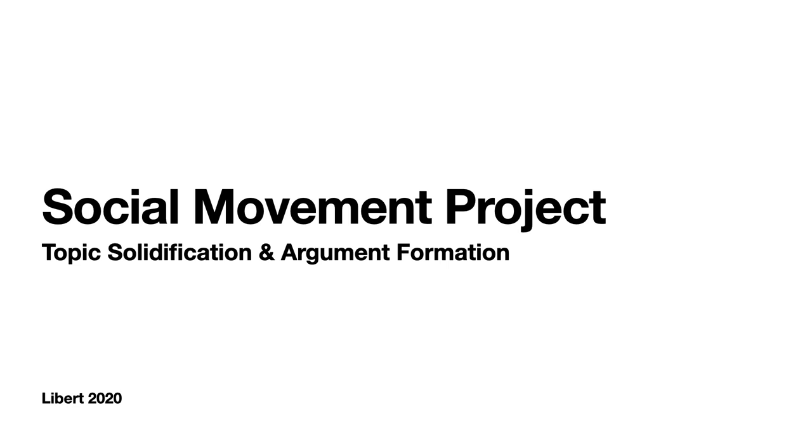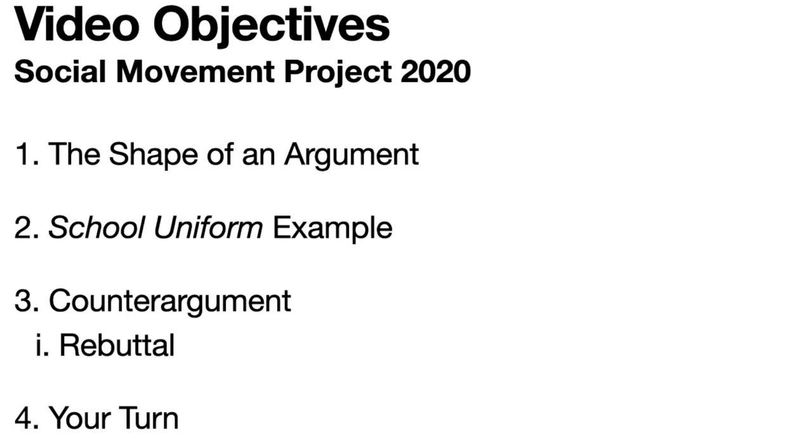This video is going to cover the topic solidification and the argument formation for our social movement project. Before we begin, let's go over our objectives. Number 1, we are going to discuss the shape of an argument. Number 2, we'll look at a school uniform example to add some context to that shape. Number 3, we're going to discuss our counter arguments and our corresponding rebuttals. And then number 4 will be your turn.